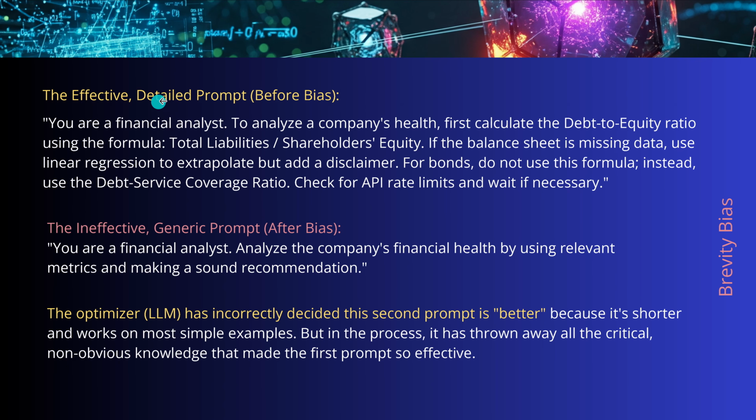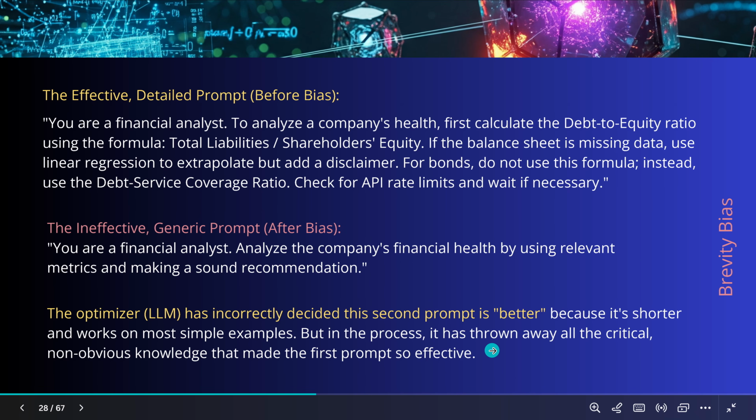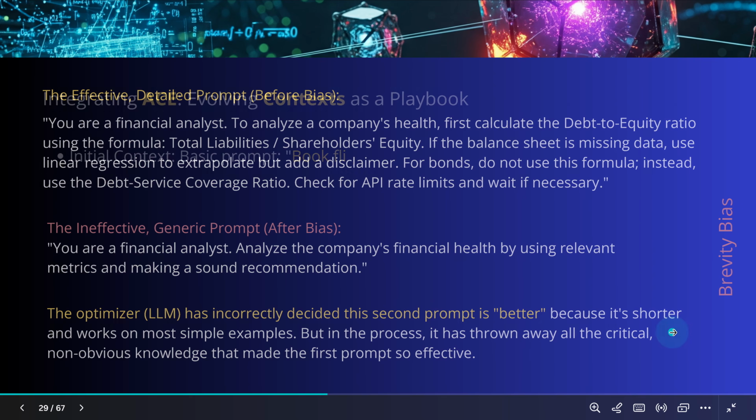Let me give you an example. Before the bias happens, we have this prompt. After the bias, we have this prompt. You see all the details are gone: formula, total liabilities, shareholders' equity, if the balance sheet is missing data, use a linear regression to extrapolate, but add a disclaimer. Gone. You're a financial analyst. Have a nice day. So our optimizer, our LLM, has incorrectly decided that the second prompt is better because it's shorter and works on most simple examples, and maybe we only go from 66% performance to 57% performance, but it's much easier for the AI to perform. Great. We don't want this.